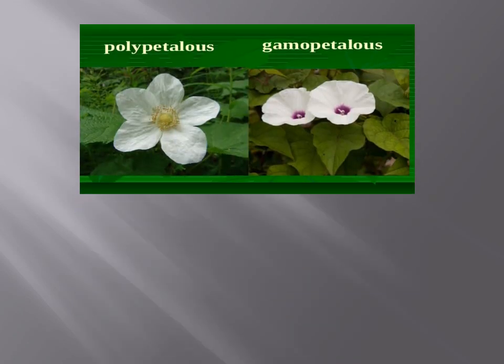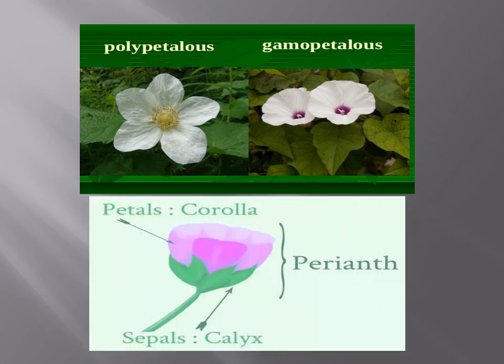In this figure you can see the polypetalous when the petals are free, gamopetalous when the petals are united. And here you can see that there is no difference between the sepals and the petals. Then this is called the perianth.